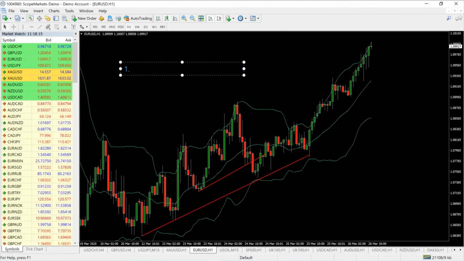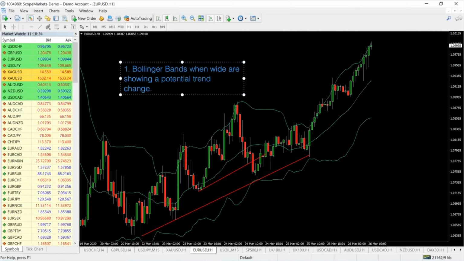So, number one, Bollinger Bands, when wide, help show a potential trend change. That's fine. Number two, let's talk about number two now. Well, number two shows us a situation where they give us price targets, upside and downside.